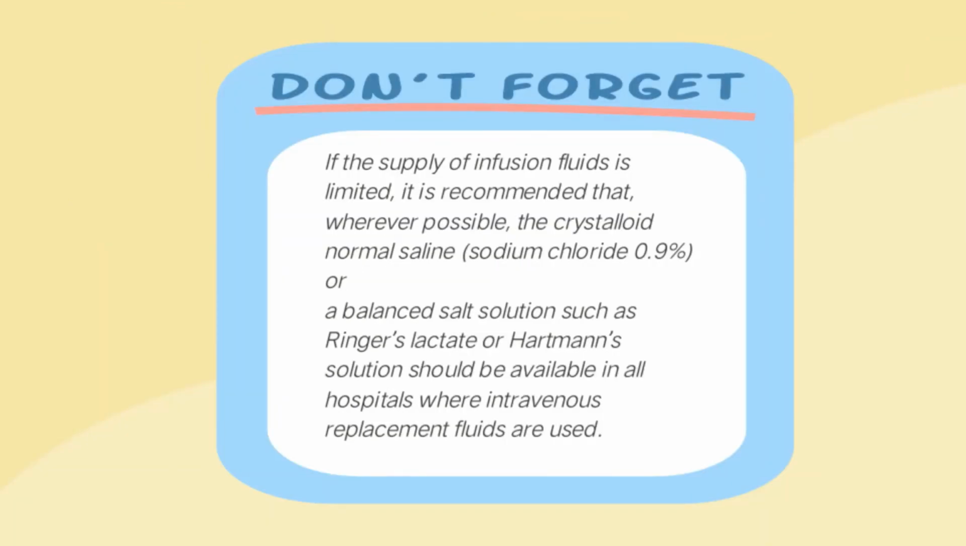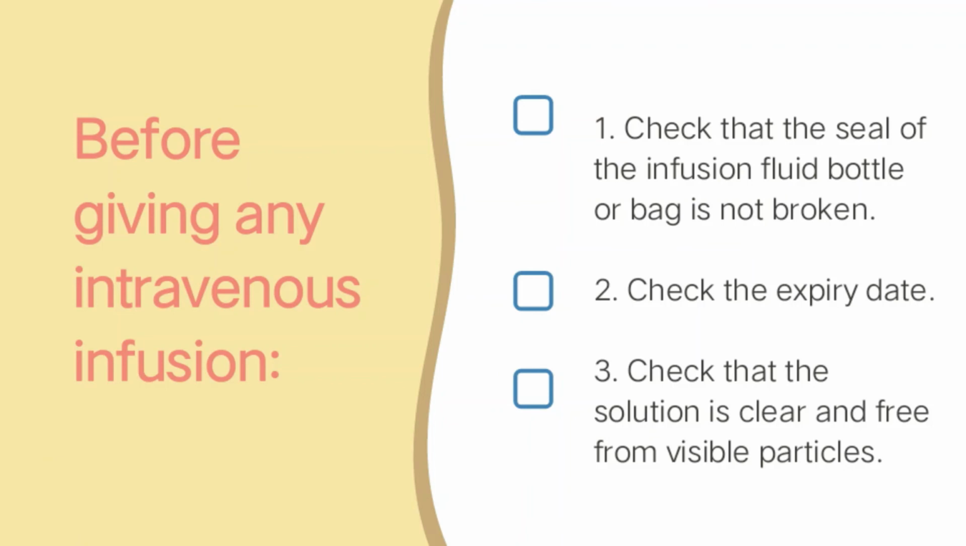Don't forget, if the supply of infusion fluid is limited, it is recommended that, wherever possible, the crystalloid normal saline, or a balanced salt solution such as Ringer's lactate or Hartmann's solution, should be available in all hospitals where intravenous replacement fluids are used. Before giving any intravenous infusion, we should always check that the seal of the infusion fluid bottle or bag is not broken, check the expiry date, and check the solution is clear and free from visible particles.